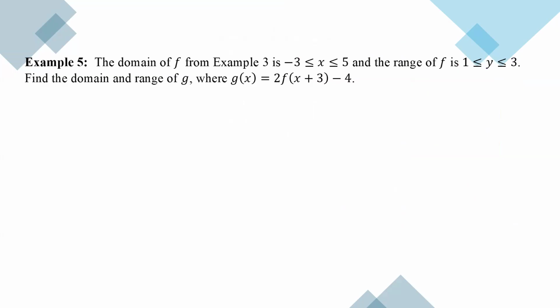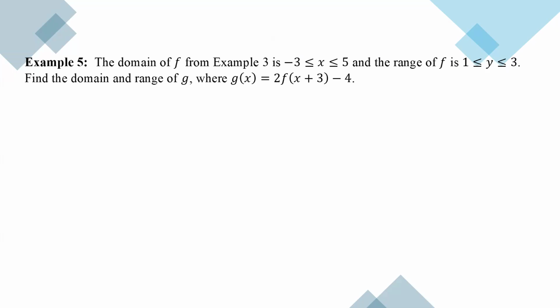All right. So now the next thing is how does changing the transformation affect your domain? Okay. So the domain from example number 3 is x is greater than or equal to -3, but less than or equal to 5. And the range is y is greater than or equal to 1, but less than or equal to 3. Okay. And the domain and range of g were what? Were g of x equals 2 f times x plus 3 minus 4. So if I applied this transformation, which we did, right?